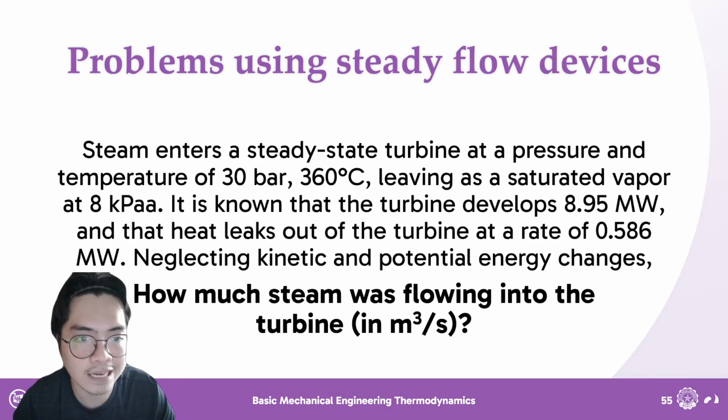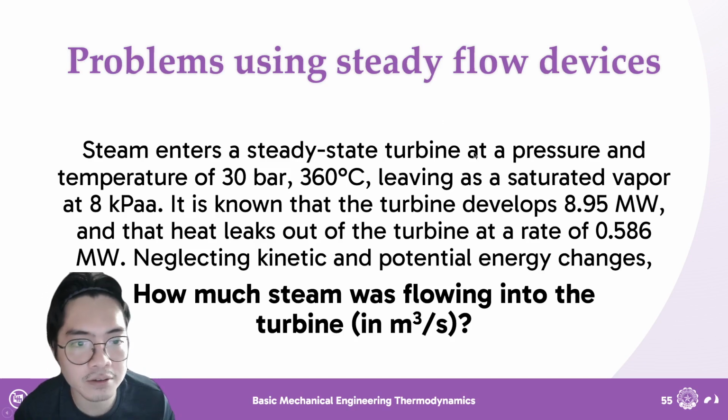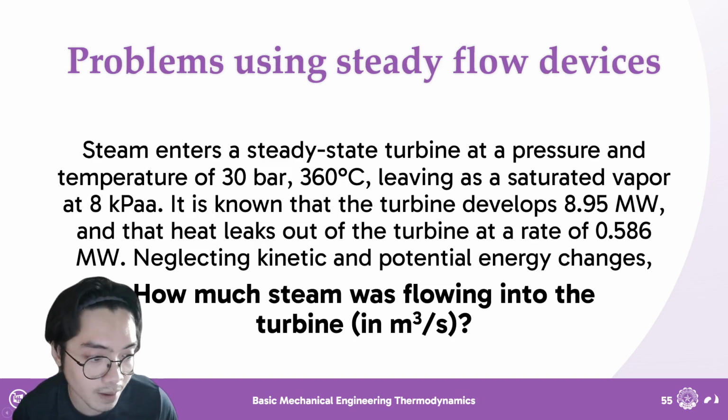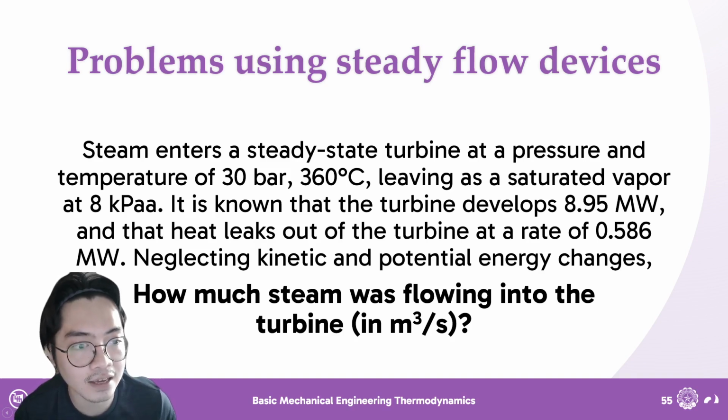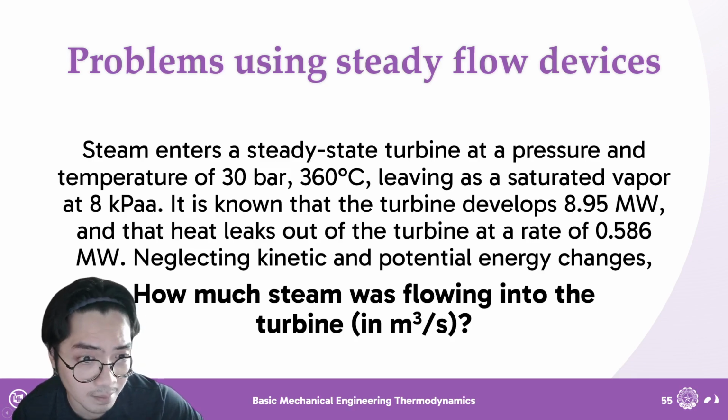Next, steam. All right, there you go. Steam enters a steady state turbine. Okay, turbine this time around at a pressure and temperature of 30 bar, 360 degrees Celsius, leaving as a saturated vapor at 8 kilopascals. That is a pressure drop.